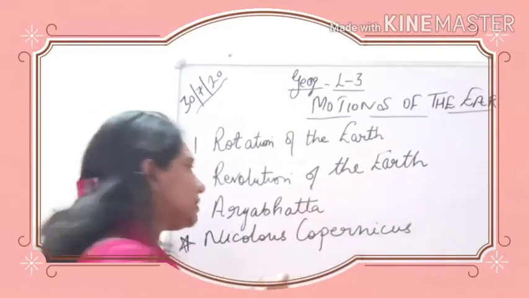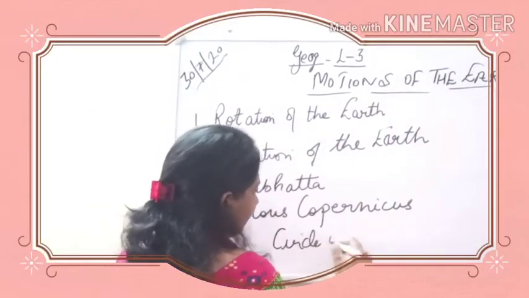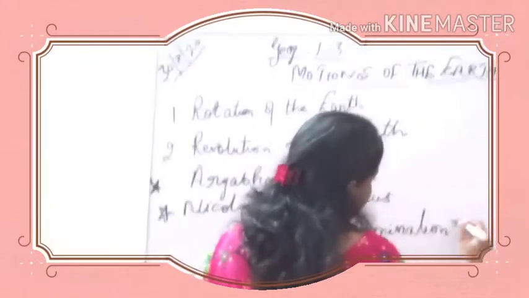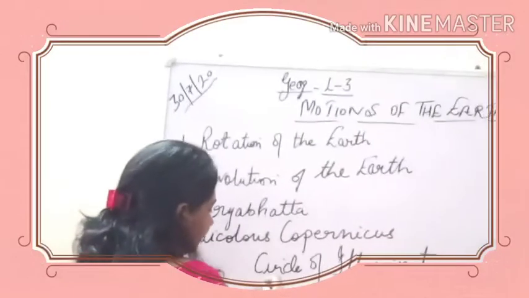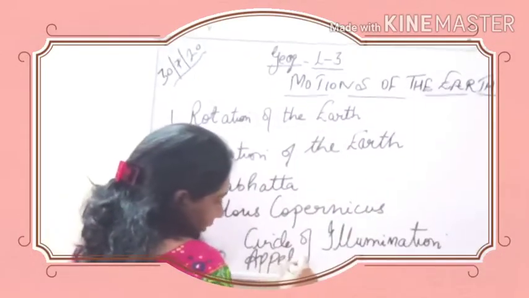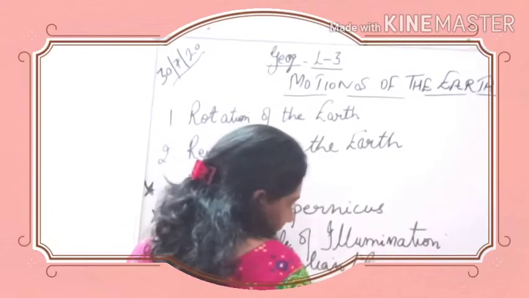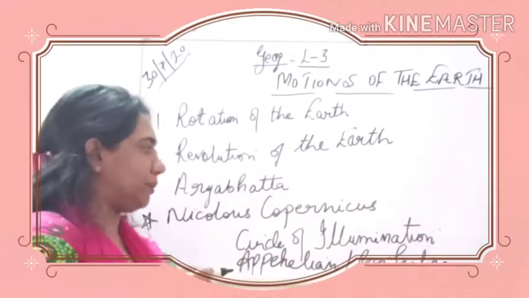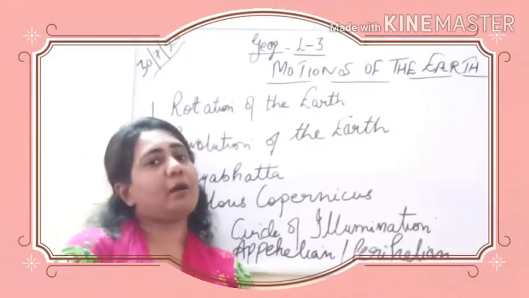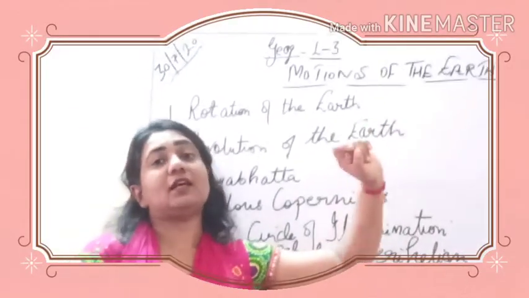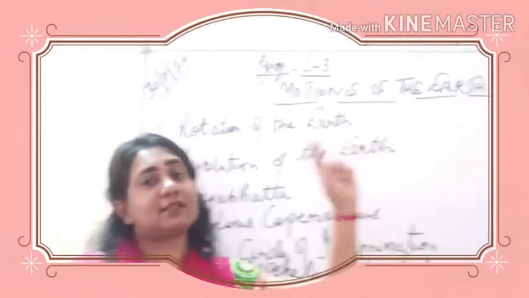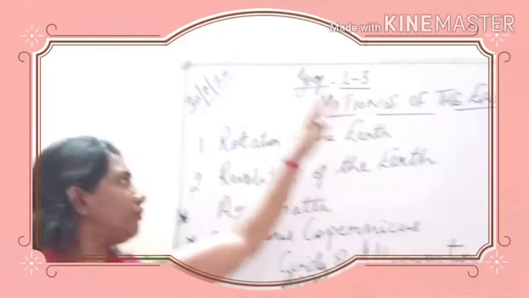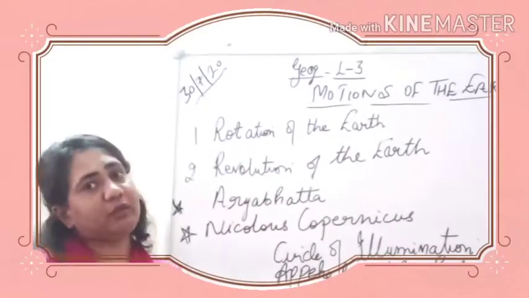Under it we will be studying the circle of illumination. What is it? We will be dealing with that. Then we will be dealing with aphelion and perihelion. These are the two terms that we will be dealing with: what is aphelion and what is perihelion. Apart from that, we will also study the solstices, the summer solstice and the winter solstice, that is the changing seasons. That we will be taking up in the next video. For today, we will be discussing these three main terms.